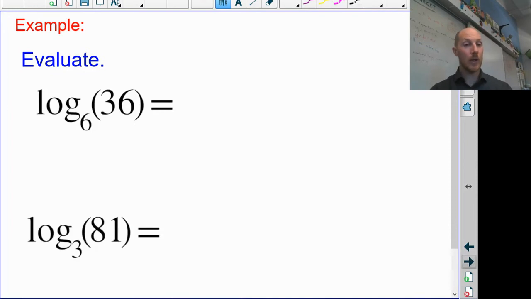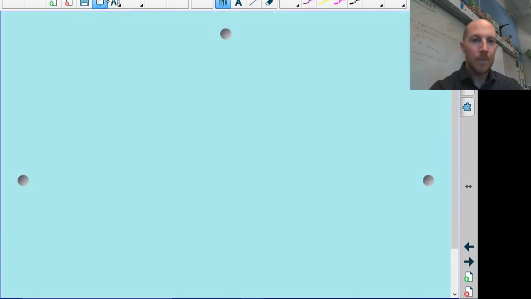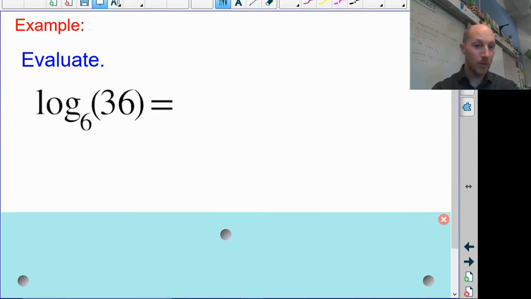All right, let's look at something else. Next, we've got 3 different types of examples, and the first one is done. Second one goes like this. We've actually done problems like this before. We're going to evaluate log base 6 of 36. There's a number of ways we could arrive at an answer for this.